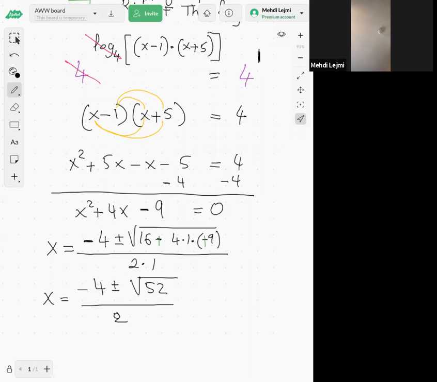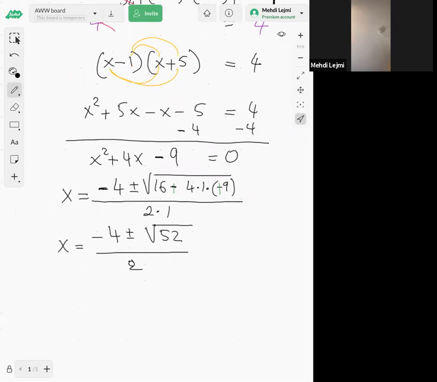All right. So then you're going to have two solutions. 52 is not a perfect square, right? I mean, 7 times 7 would be 49, and 8 times 8 is 64. So it's 52, it's not a perfect square. But anyway, you can just keep it. So we're going to just keep the square root of 52. So x is minus 4 plus square root of 52 over 2, and x is minus 4 minus square root of 52 over 2.